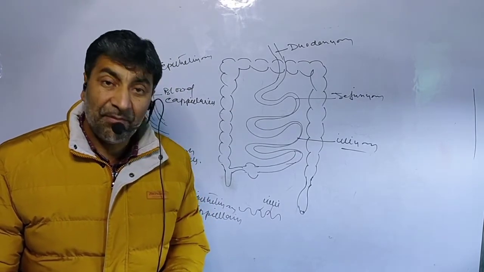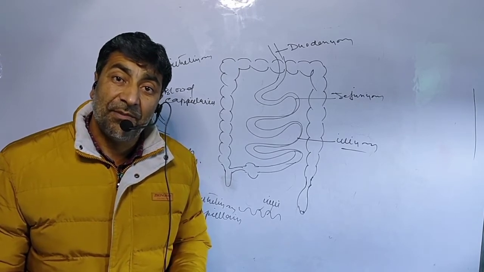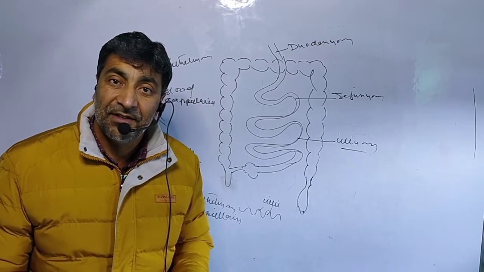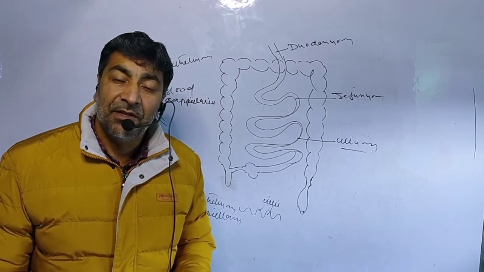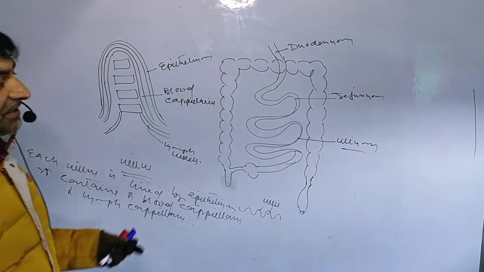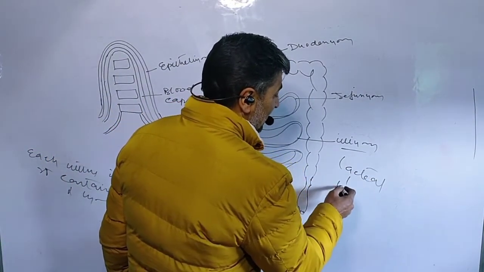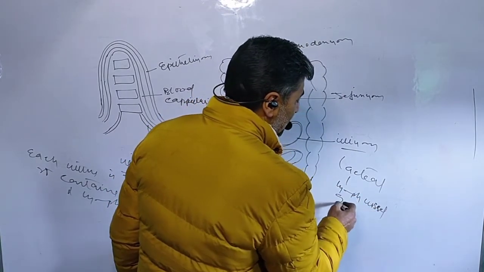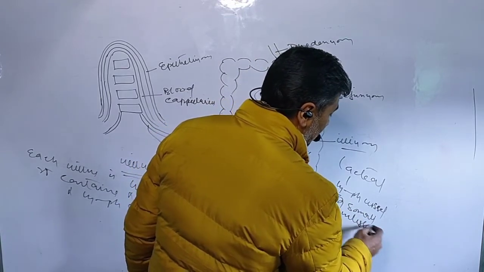Very important point, for NEET students. What is the name of the lymph vessel present in the small intestine? Name the lymph vessel present in the small intestine. That lymph vessel is called the lacteal. Lacteal is the lymph vessel of the small intestine.